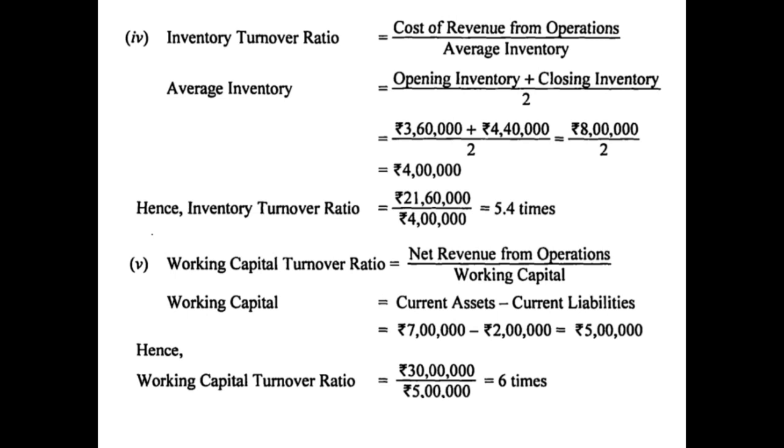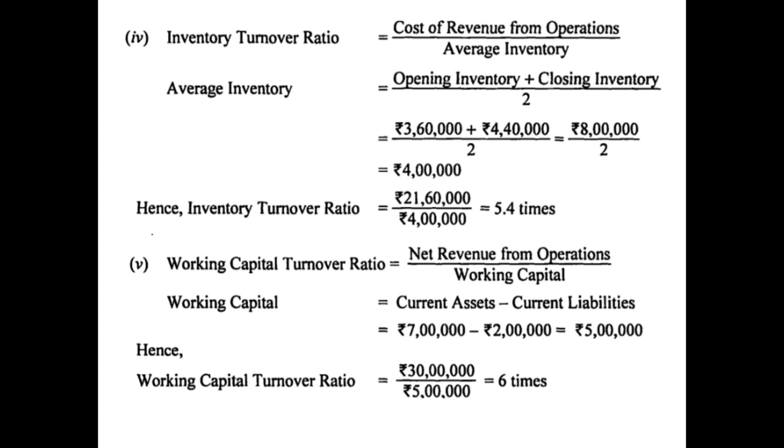Now put the values in the formula. Inventory turnover ratio is equal to cost of revenue from operations, that is 21 lakh 60,000, upon average inventory, that is 4 lakh. So it comes to 5.4 times. Be very attentive that you are calculating the turnover ratio now, so don't multiply it by 100 or put it in percentage form.